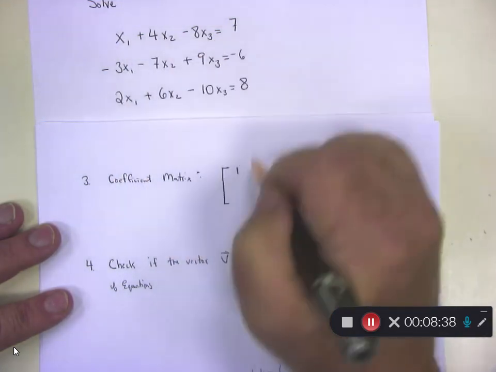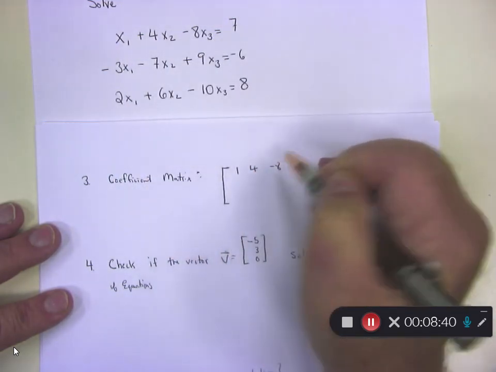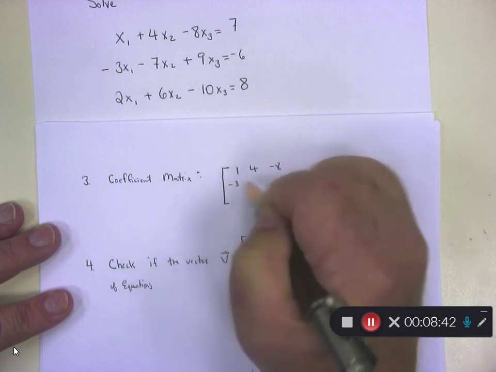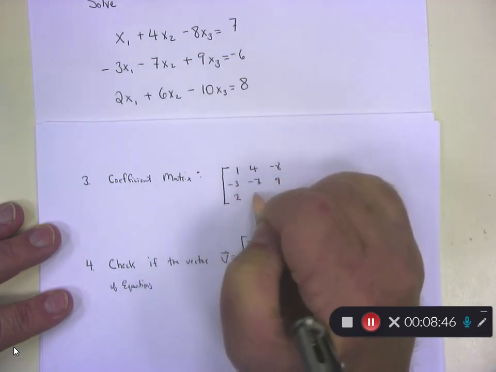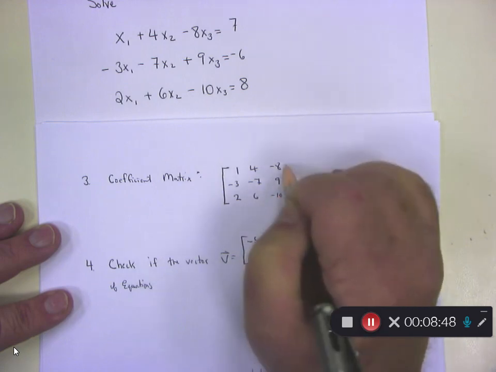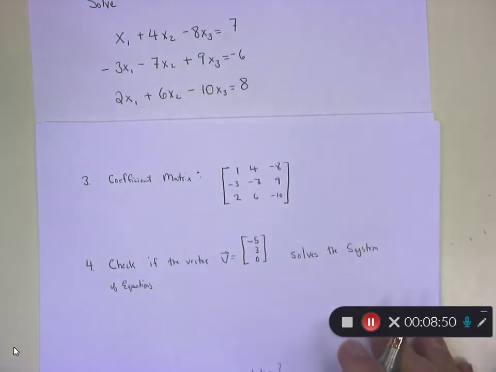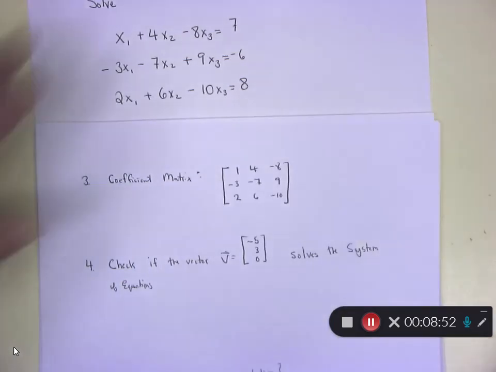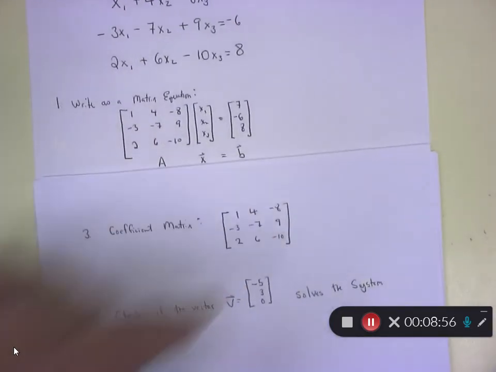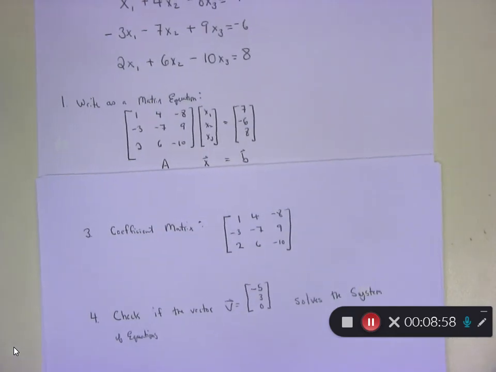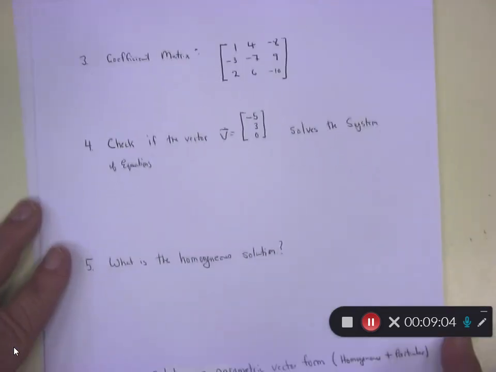This is 1, 4, negative 8, negative 3, negative 7, 9, and 2, 6, negative 10. That is the coefficient matrix. It's just the numbers in front. And if you come down here, it's this matrix A right here. That's called the coefficient matrix. Again, I'm after that terminology aspect of it. Does that make sense?